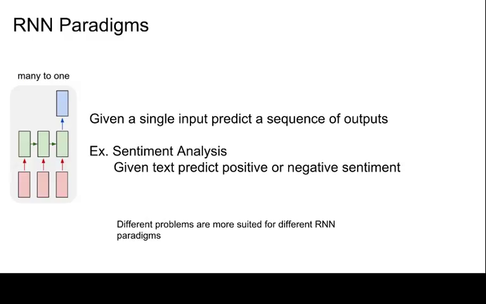Then, given a sequence, predict a single output. So you've got a sequence in, and you want to get something out. This would be like sentiment analysis or abuse detection or something like that within text.